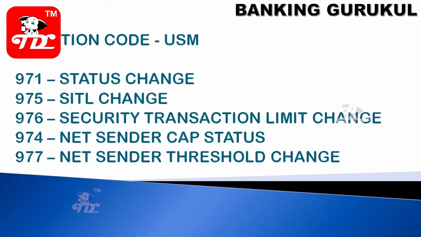Already we discussed it is 300,000 for a net sender cap. You keep on sending outgoings, then at one point of time you will reach 300,000. From that point, if you do any transactions, all the transactions will be on hold. During that time, these USM messages will be sent to the other bank or CI system.